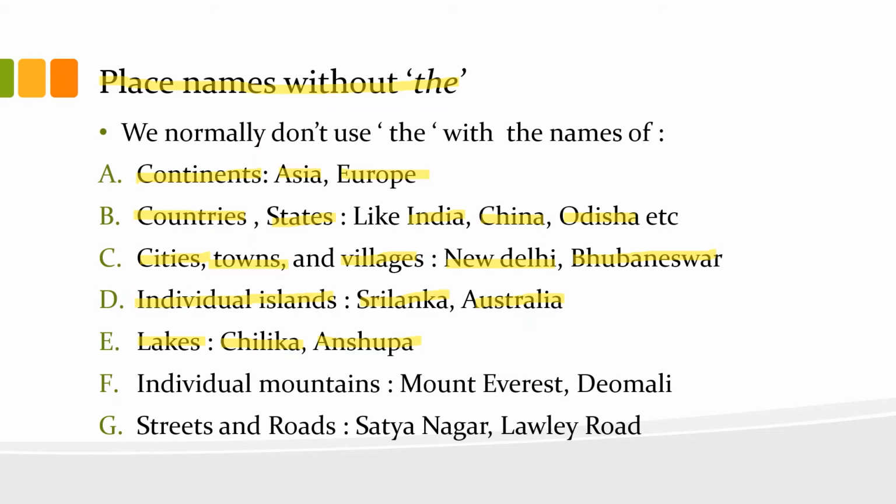Similarly, we use article before mountain ranges or chains of mountain, but not before the individual mountain. We can say the Himalayas, but only Mount Everest. The Eastern Ghat, but only Devmali. Similarly, we don't use article before the names of streets like Satyanagar or the names of roads like Lowly Road.